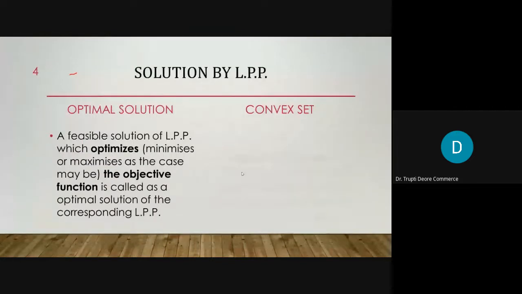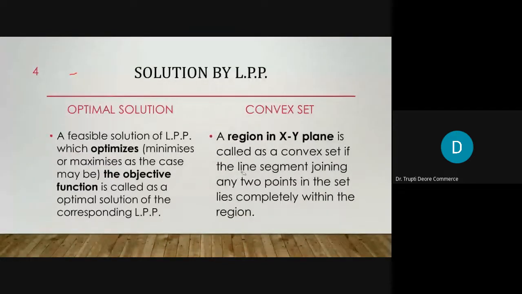Now, next one is convex set. Convex set is, for example, a region in an xy plane. X and y axis are there, right? When we draft the graph by LPP's lines, that time we find a region which lies within the x and y axis. So a region in x and y plane is called as a convex set if the line segment joining any 2 points in the set lies completely within the region. It means whatever the area you have found out with the help of lines drawn in a graph, and the area covered with the graph, and the lines must lie within the area. That set is called as a convex set.